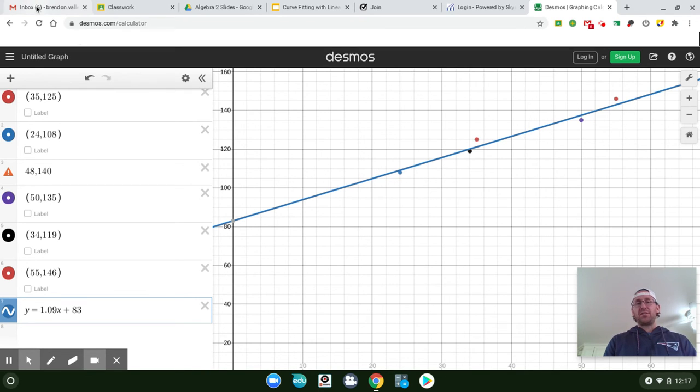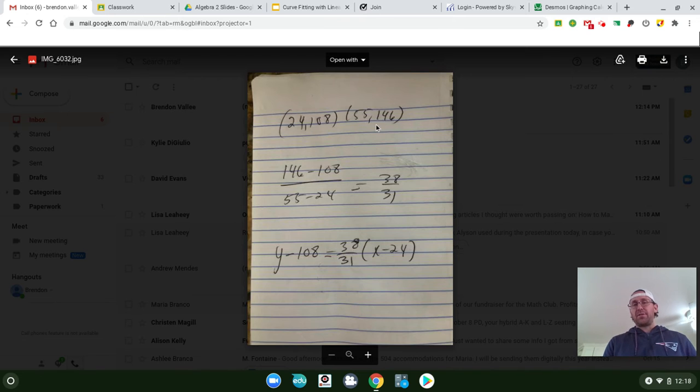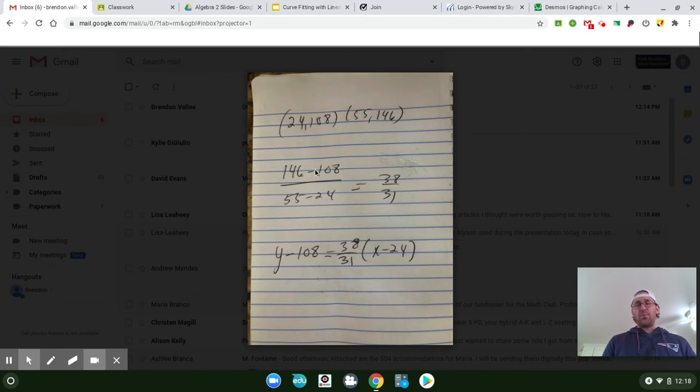Then you're going to take those points, pick 2 points that fall on this line, and calculate the slope. So here I picked 2 points that fell on my line, and I did y2 minus y1 over x2 minus x1, and I got my slope. And then I plugged it into point slope form. Okay, so for point slope, I picked this point right here. I put the 108 here, I put the 24 here, and I put my slope here.